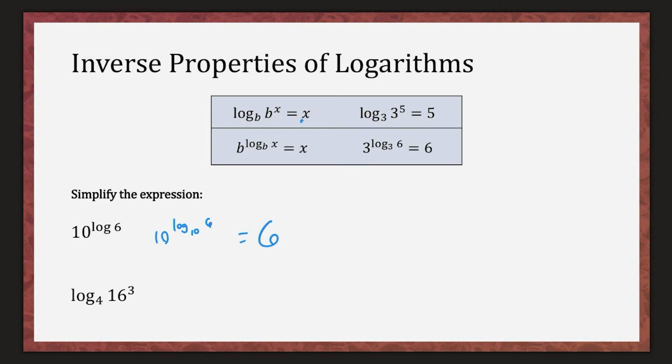And log base 4 of 16 to the 3rd, it's kind of like the first one, but look, the result part is 16, not 4. But I can rewrite this as log base 4 of 4 squared is 16. So 4 to the 2 times 3, which is log base 4 of 4 to the 6th power. And since log base 4 of 4 equals 1, and this 6 can be written in front, that whole thing just equals 6.